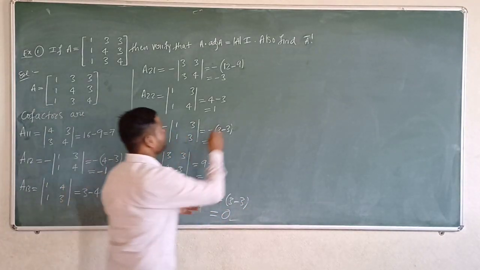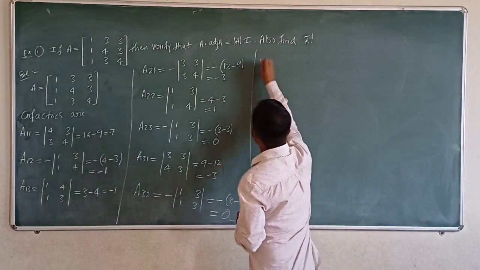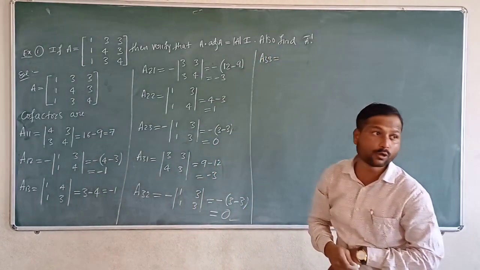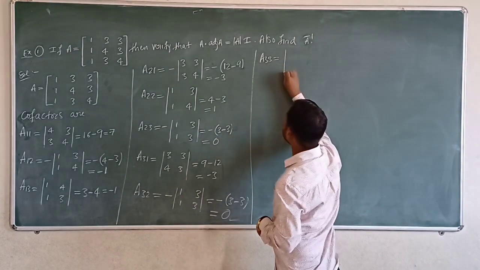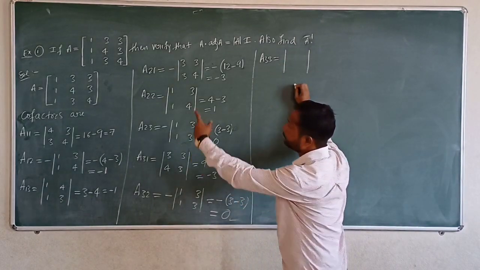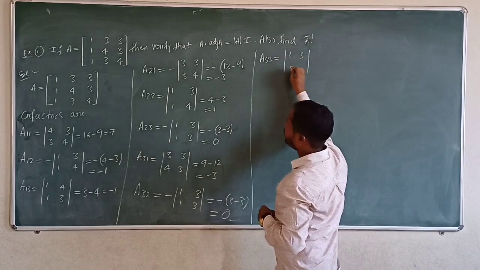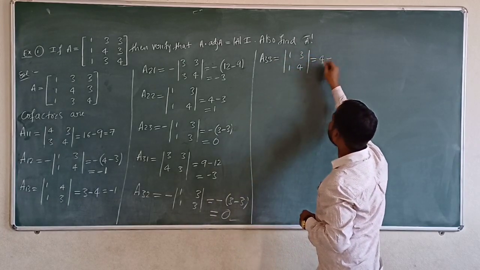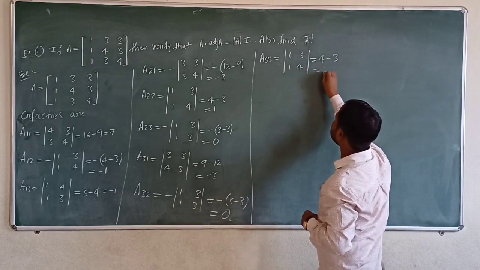Next, the last one, the element A33. Is the cofactor A33 positive or negative? Positive. Delete the third row and third column. Then the elements are 1 3 1 4. Simplify: 1 4s are 4 minus 1 3s are 3. The answer becomes 1.